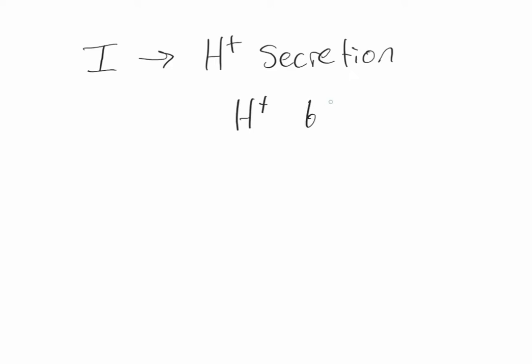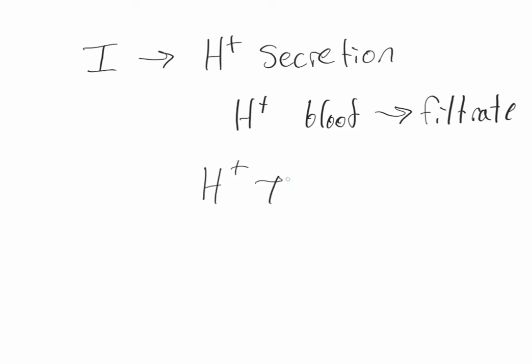Type 1 is a problem of hydrogen secretion. That is, movement of hydrogen from the blood into filtrate. You can remember this by hydrogen being the number 1 element on the periodic table. So type 1 for the first element of the periodic table. Renal tubular acidosis.